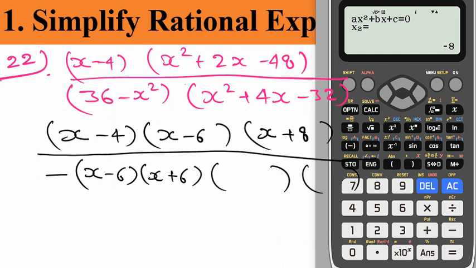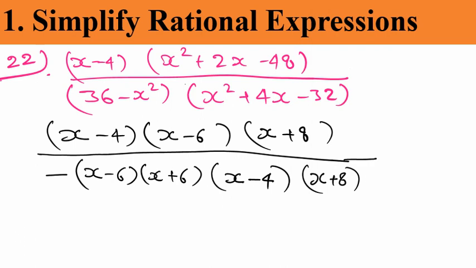Let's move on to the denominator. A is 1, B is 4, C is negative 32. So the first solution is 4, so I will write it as negative 4. The second is negative 8, so I will write it as plus 8, right? I hope this time I have taken all the signs properly.